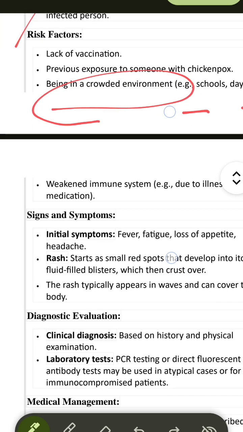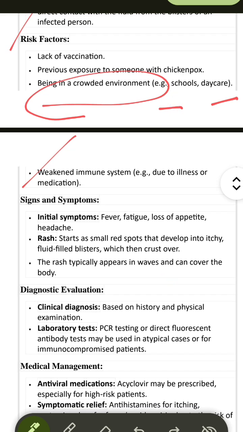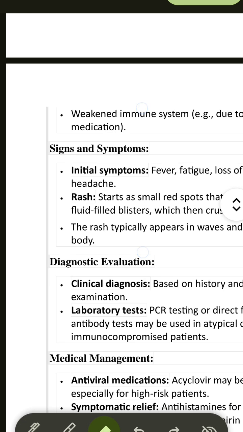The next risk factor is a weakened immune system. Those whose immune system is weak also have chances to get chickenpox, for example due to illness or medications. Next we'll see the signs and symptoms.